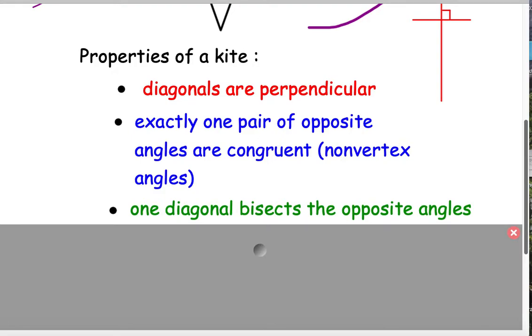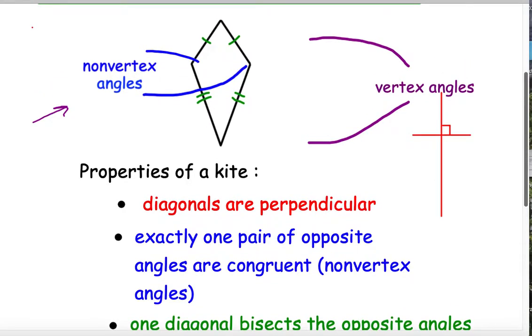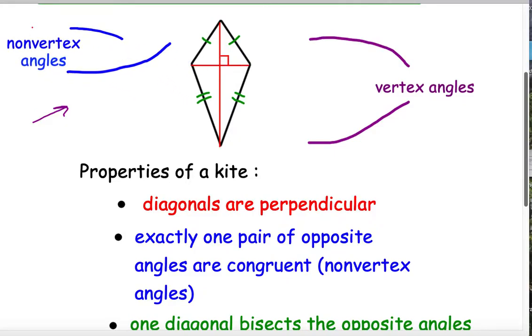One of the diagonals bisects the opposite angles. Let's take a look at that. So one of these diagonals bisects angles. All right, and I think if you look at it, this angle here is going to be smaller than this angle. So this diagonal is not bisecting this angle. But these two angles are congruent. And these two angles are congruent. And that's pretty easy to prove.